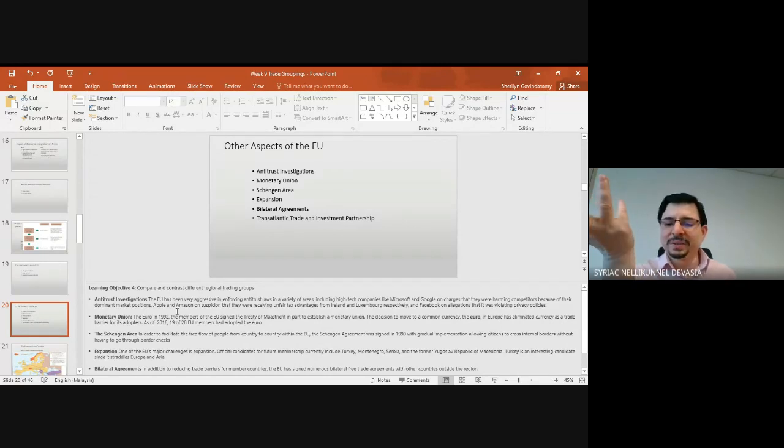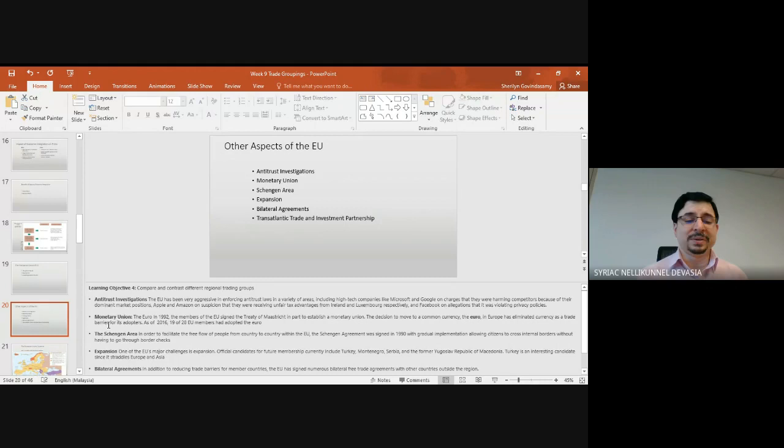Companies like Microsoft and Google were charged with harming competitors because of their dominant market positions. Apple and Amazon were investigated on suspicion that they were receiving unfair tax advantages from Ireland and Luxembourg, and Facebook on allegations that it was violating privacy policies. So Europe is very particular about all these things. If you read through newspapers, you'll find cases on huge companies on a regular basis, and they are asked to pay a hefty amount, sometimes billions of dollars, as penalty. That's easy money for European Union also. So these are the antitrust investigations that they are involved in.